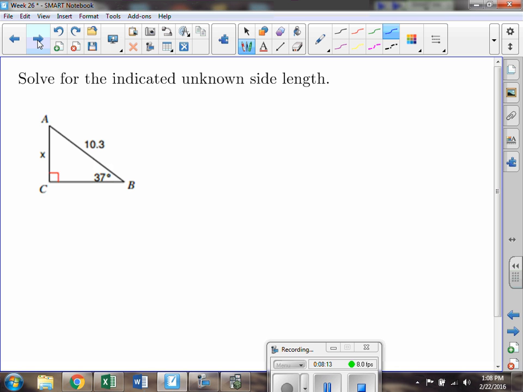Based on this angle, which pieces do we have? Based on the angle of 37, what is 10.3? Is that opposite, adjacent, or hypotenuse? Yeah, this is the hypotenuse. We also have to work with x, which is opposite.